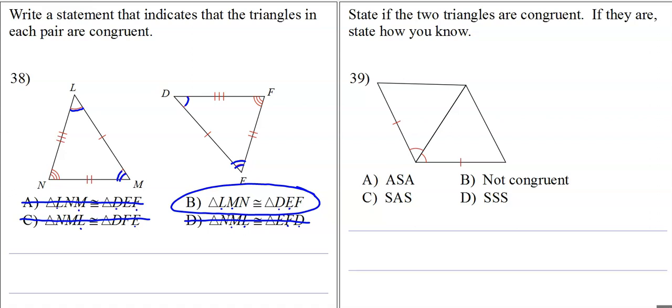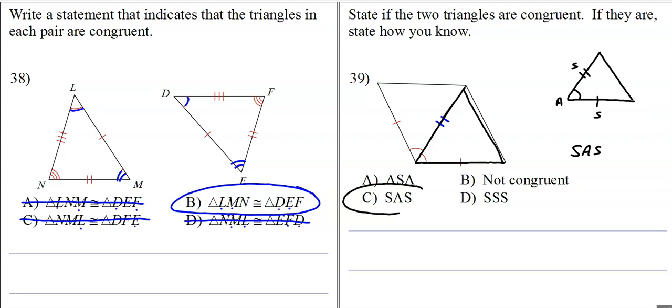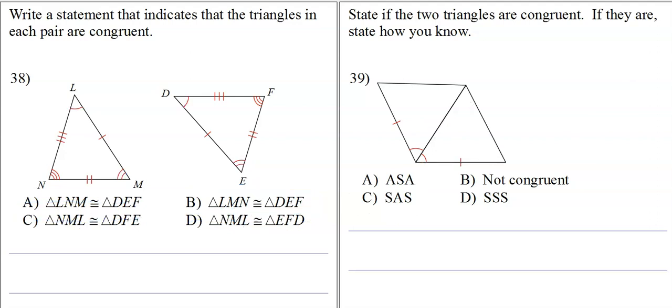39, state if the 2 triangles are congruent. If they are, state how you know. Well, I do see that they share a side in here. So by the reflexive property, I actually have that one too. So now if I just focus on one triangle right here, I'm just going to redraw it to make it a little bit easier to see what's going on. Tick mark, arc. And to me, that looks like we have 2 sides and the included angle. So this is a good old side angle side. Things are looking really good. All right. Let's keep going.